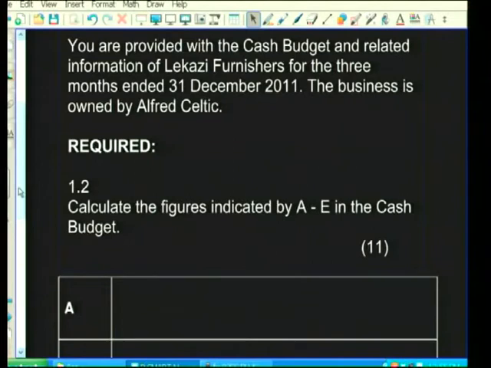Welcome back, guys. If you've just joined us, we're busy with the cash budget. It's a question that was taken from the November 2011 paper, and we're now busy to move on to question 1.2. So let's move on. Calculate the figures indicated by A and E in the cash budget, and this is for, guys, 11 marks. So let's now go to our info, let's go to the cash budget, and let's find these letters and let's do the calculations.